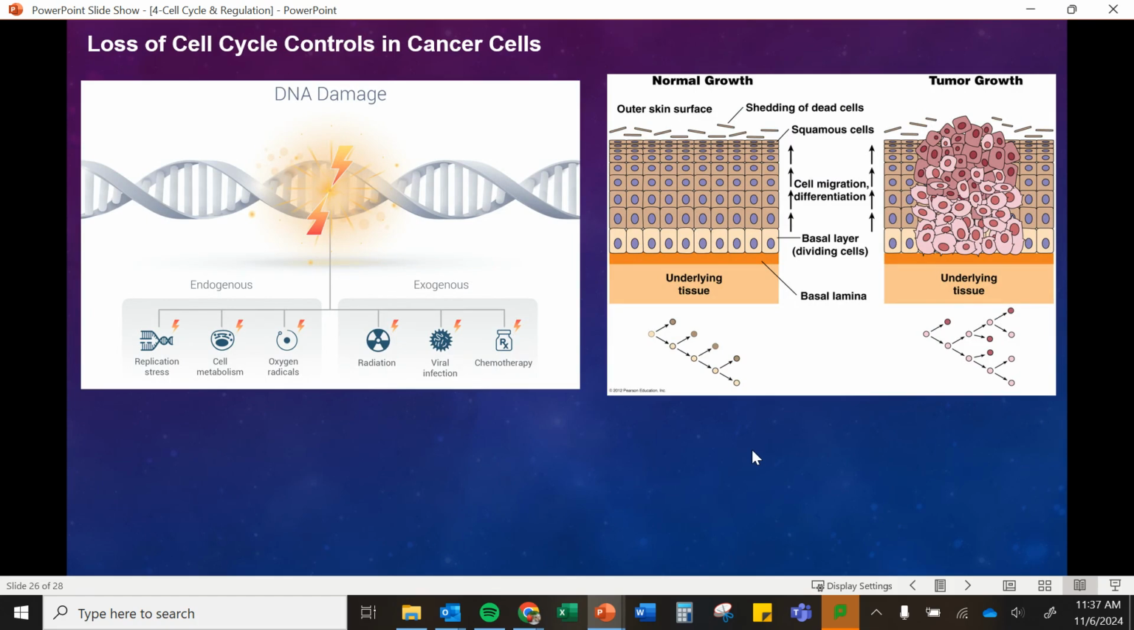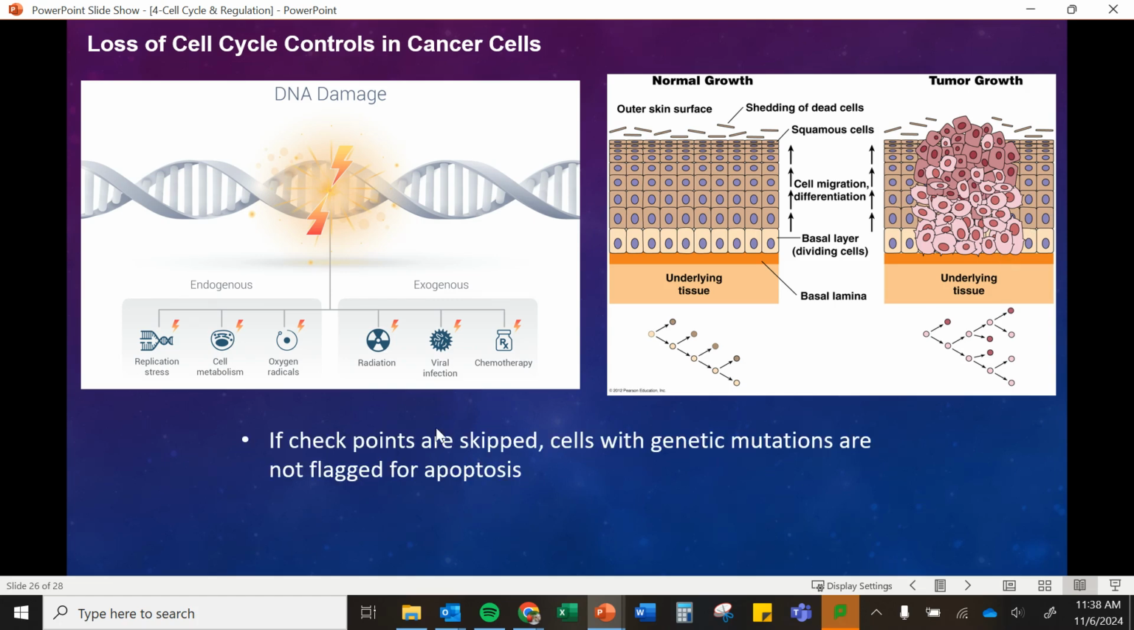If we have issues in the cell cycle where there is a loss of control, this is where we have cancer being formed. So cancer, the idea of the tumors are we have uncontrolled cell replication. So we have mitosis happening too quickly, and when that happens, it forms a tumor. Okay, so that means the checkpoints are skipped, or if we have genetic mutations and things are not flagged properly for apoptosis, that's when cancer happens.